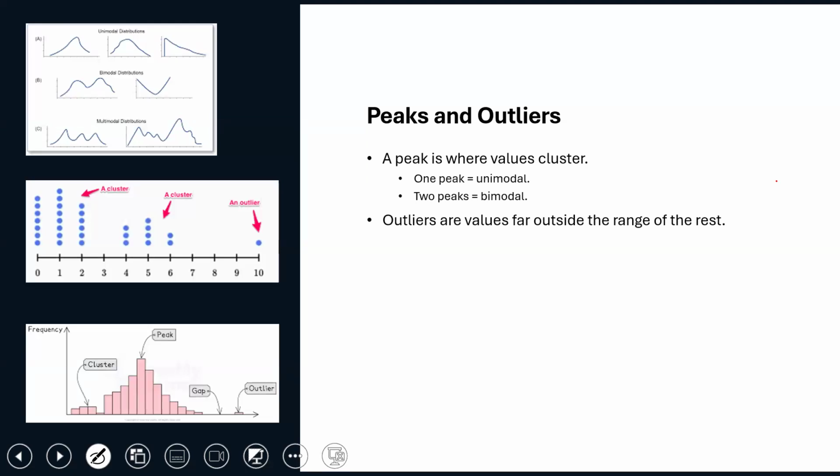They may be genuine extreme values, or they might be errors, like entering 0.21 instead of 2.1 for a GPA. Either way, outliers deserve a closer look because they can distort your summary statistics and mislead your analysis.